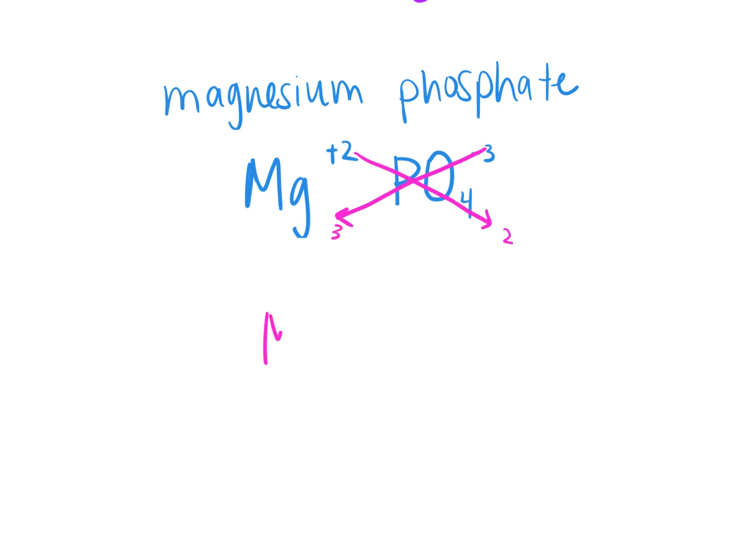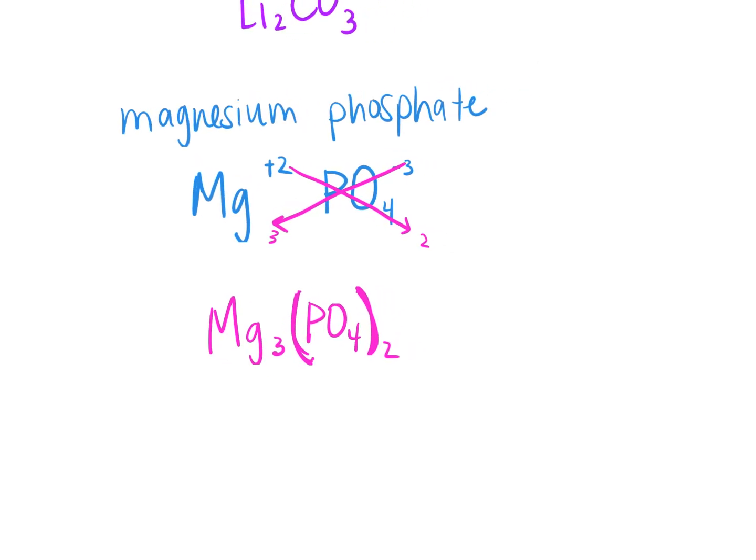So it becomes Mg3, and then PO4, and we need 2 phosphates, don't we? So we put parentheses around the phosphate, and the 2 goes on the outside of those parentheses. Okay? We use parentheses around a polyatomic ion anytime we need more than one of that polyatomic ion.